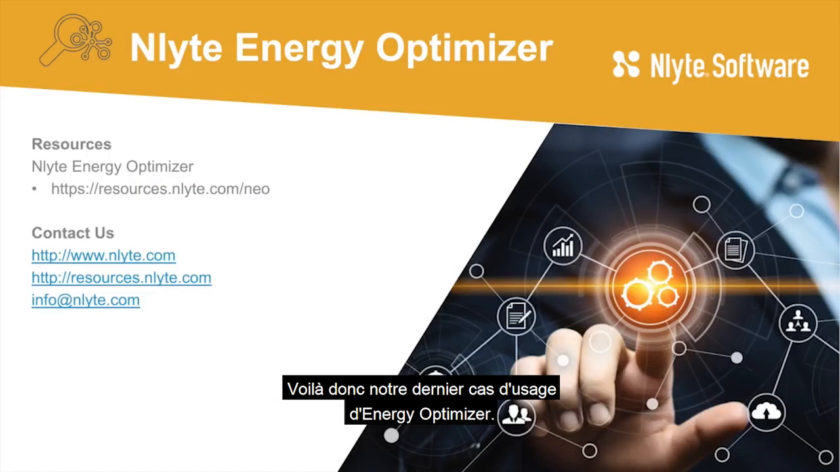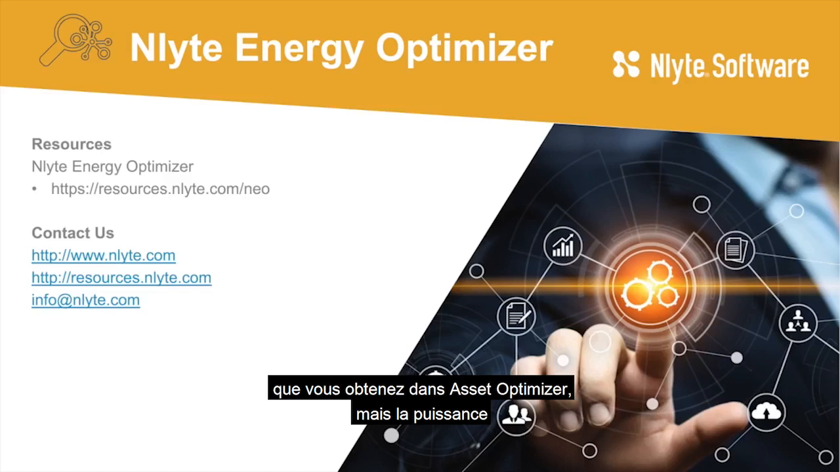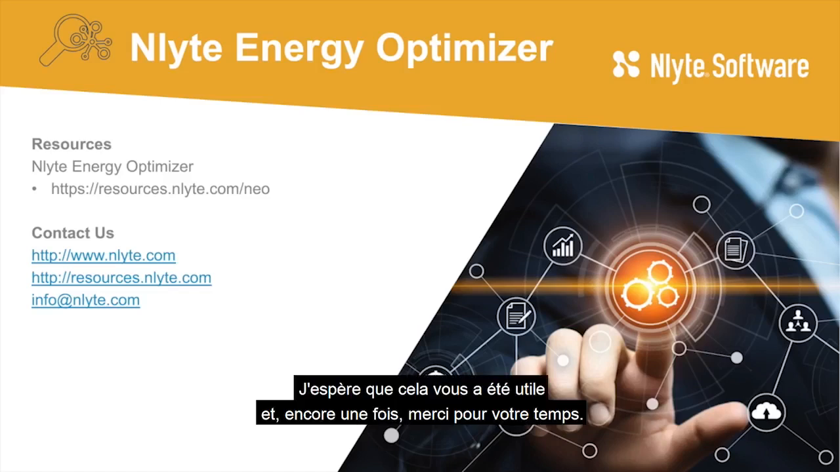So that wraps up our last use case for Energy Optimizer. Again, as a recap, pairing Energy Optimizer with Asset Optimizer gives you a complete package of being able to look at DCM not only from planning, from asset management, rack elevations, and connectivity, which you get in Asset Optimizer, but the power that's brought to that with Energy Optimizer of the real-time data being used to affect not only alarming, but capacity, and then as you saw with being able to simulate power failure with NEO. So hopefully this was helpful. And again, thank you for your time.